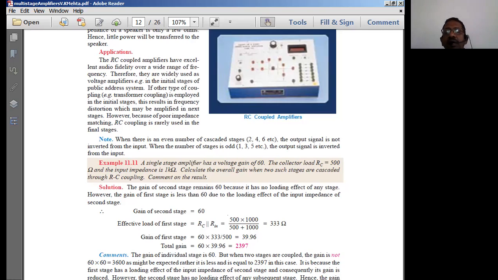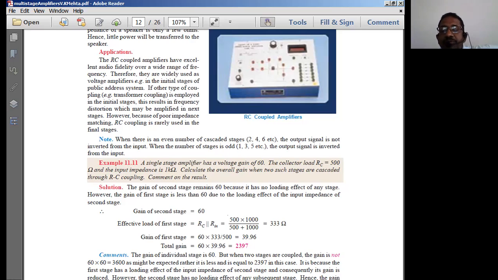So if you use an RC coupled amplifier to connect to the speaker, then the speaker is not going to produce more sound. Therefore, in the last stage of the audio amplifier, we connect a transformer coupled amplifier, which provides very good impedance matching. Because of that, maximum power is going to get transferred and the speaker is going to give us better performance.